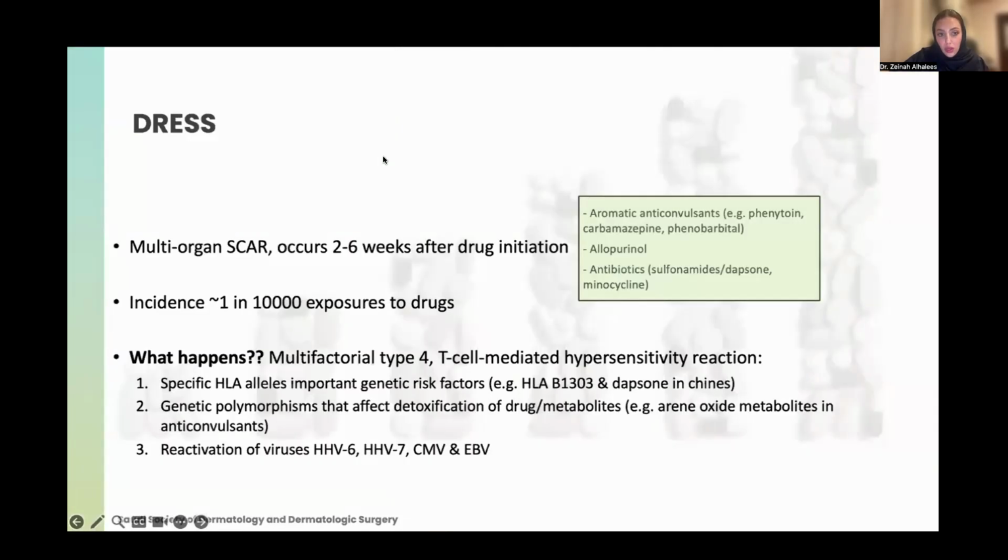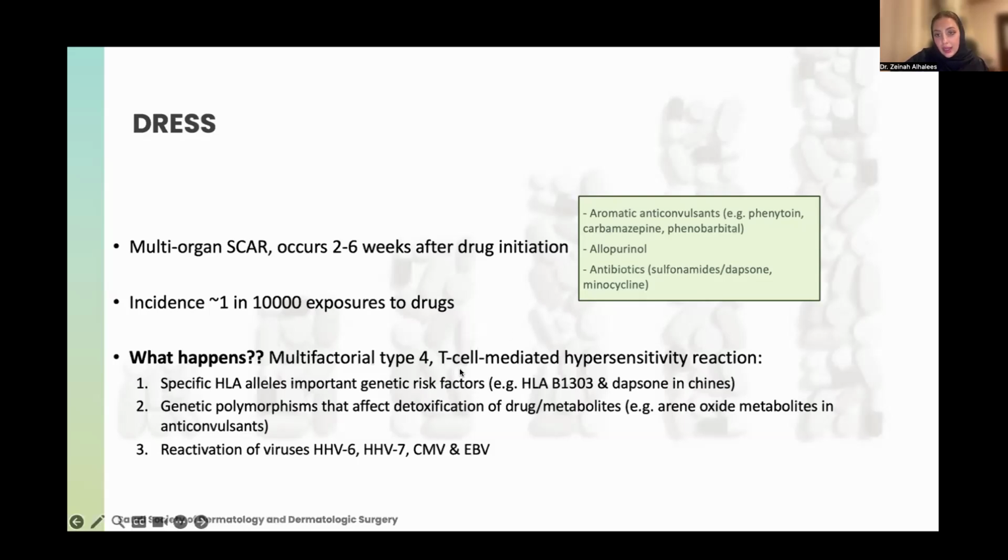So what happens with DRESS? DRESS is also considered a severe cutaneous adverse drug reaction with multi-organ involvement, and it usually occurs around 2 to 6 weeks after the initiation of a drug. The drugs are quite similar in general for morbilliform, for DRESS, for SJS. You have your aromatic anticonvulsants, so carbamazepine, phenytoin, etc. You have your allopurinol, as well as your antibiotics. Again, sulfonamides are important, but you can have dapsone, minocycline, etc.